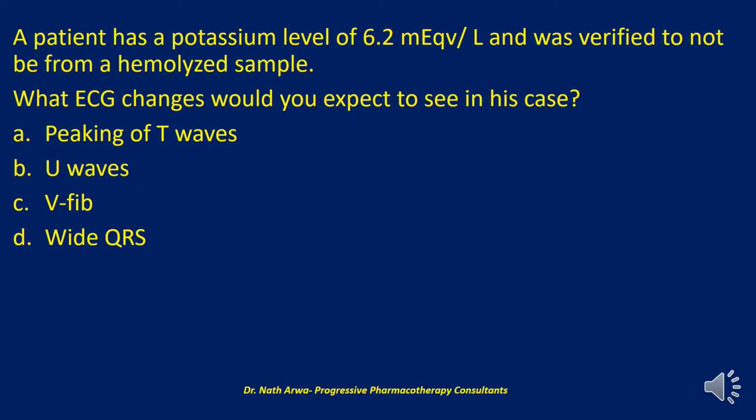Patient has a potassium level of 6.2 milliequivalents per liter and was verified not to be from a hemolyzed sample of blood. So what ECG changes would you expect to see in this patient's case? Would it be peaked T waves? Would it be U waves? Would it be ventricular fibrillation or a wide QRS? I'll give you 10 seconds to choose the correct answer.